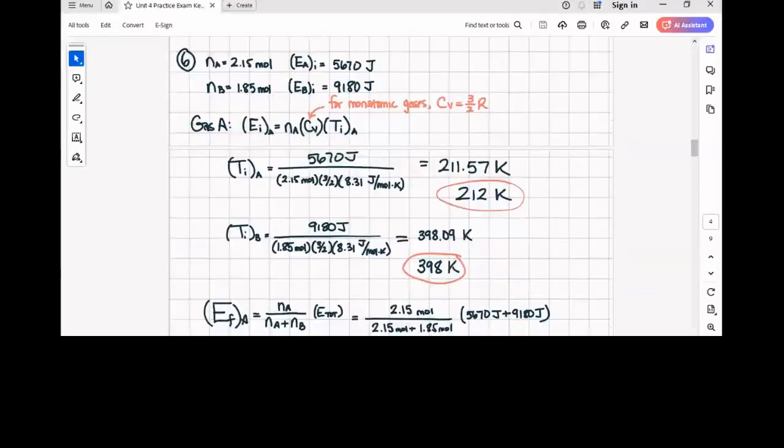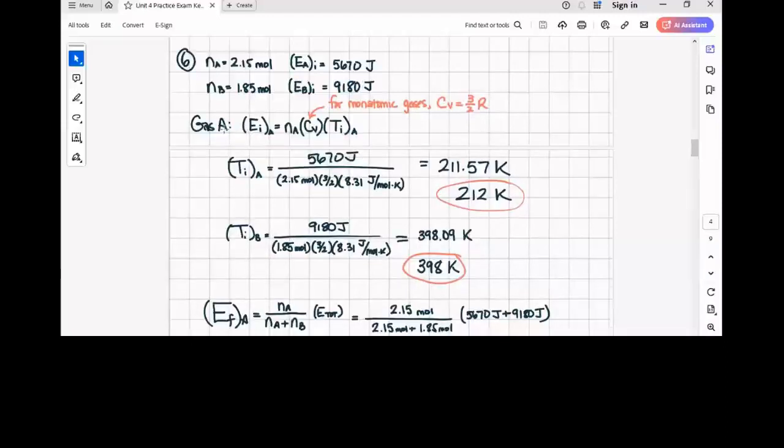Number 6, 2.15 mole of monatomic gas A initially has 5,670 joules of thermal energy. It interacts with 1.85 moles of monatomic gas B, which initially has 9,180 joules of thermal energy. Calculate the initial temperatures of each gas and calculate the final thermal energies of each gas.